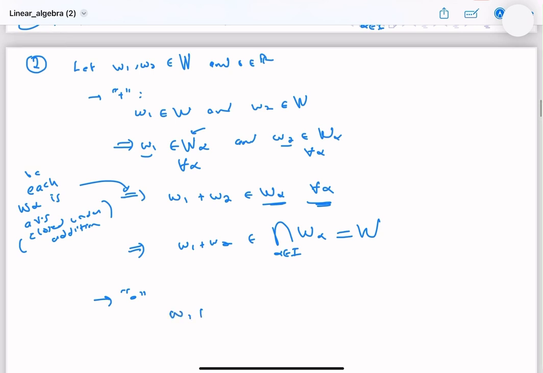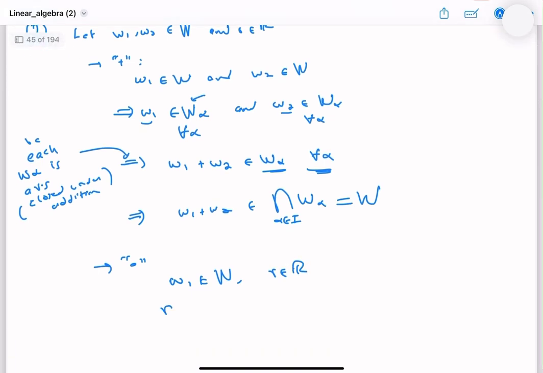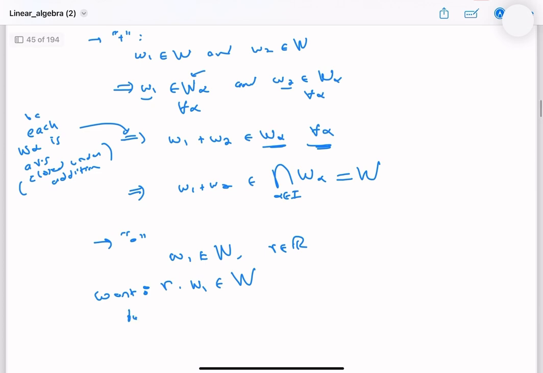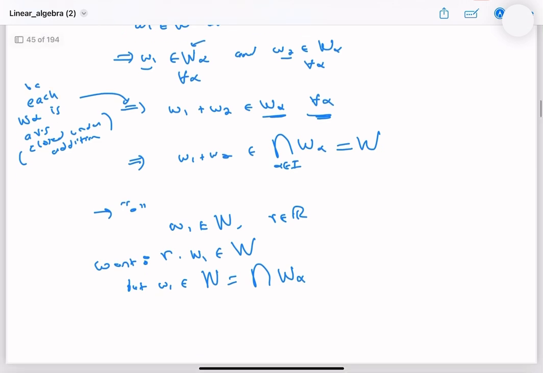Similarly, closure under scalar multiplication is easy to check. You start with omega 1 in W and a real number R, and you want to prove that R dot omega 1 is in W. So this is what we want, but omega 1 is in W, which is the intersection of all the omega alphas, which means that omega 1 is in W alpha for every alpha, because this is the definition of intersection.